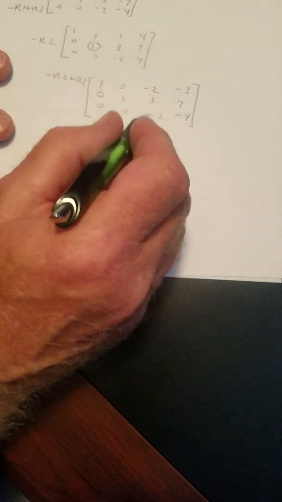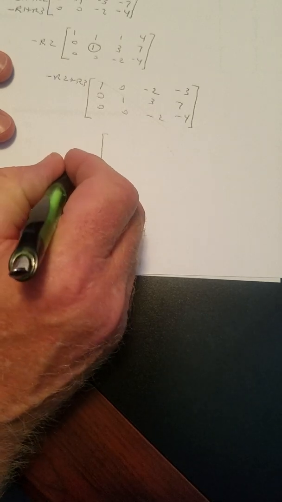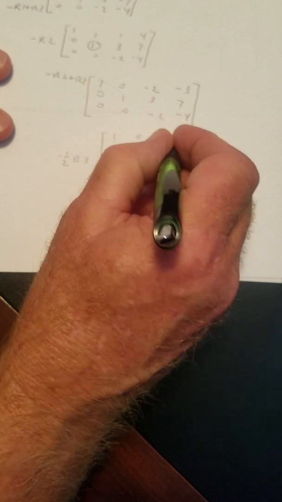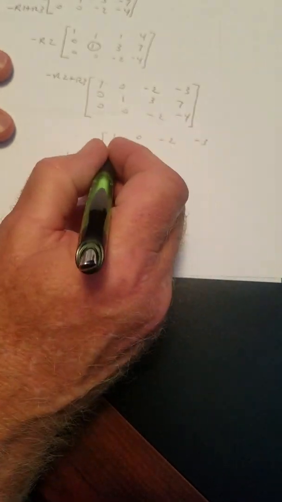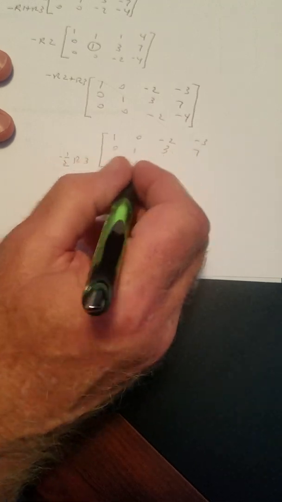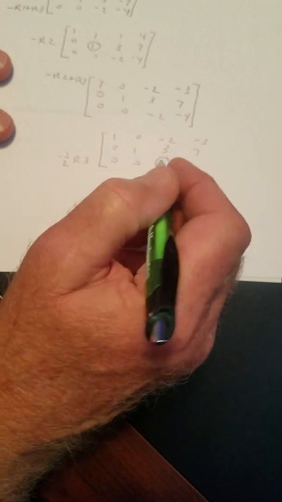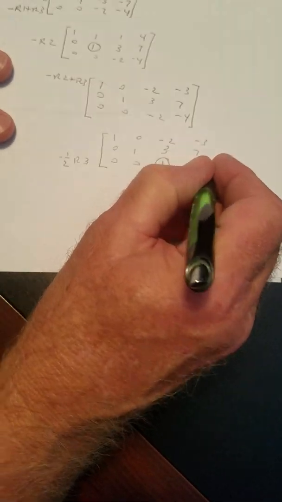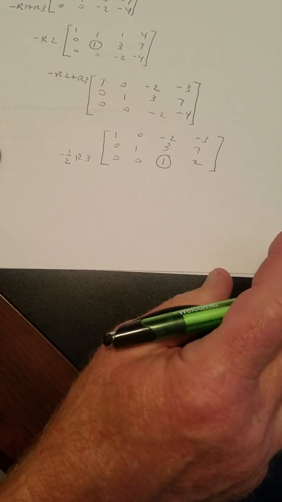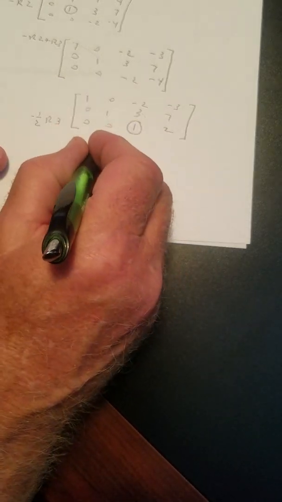I got to get a 1 where the negative 2 is. All I got to do is take a -1/2 times row 3. First row stays the same. And the bottom row, I'm multiplying by -1/2. -1/2 times -2 is 1. That becomes my pivot. -1/2 times 4 is 2. Okay, one more step. Now you got to get zeros.